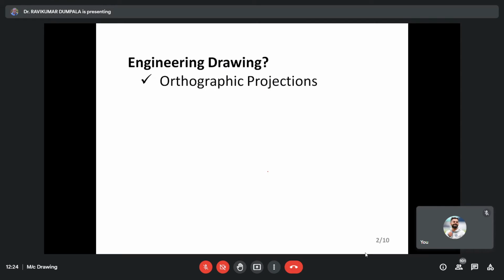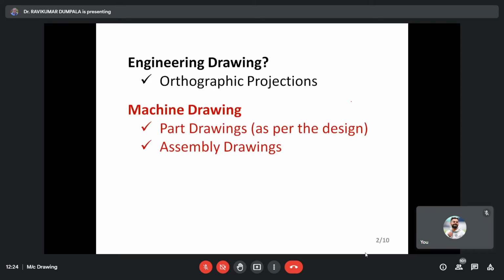Okay, so we already discussed this one. Engineering drawing, right? So orthographic projections. Okay, we say machine drawing. Machine drawing means more about part drawings. There also we do orthographic projections only, but it is as per the design. Someone has designed the component, right? Based upon that, we'll be producing the drawings.